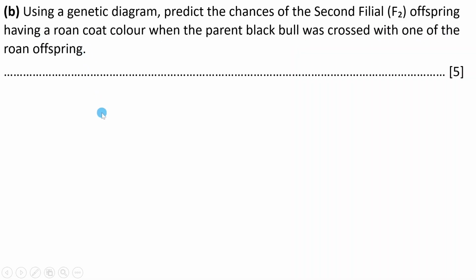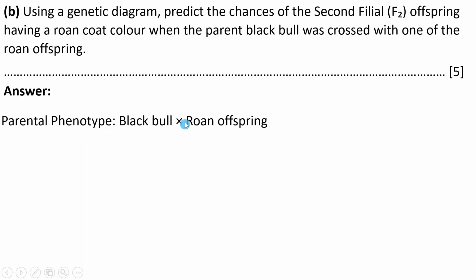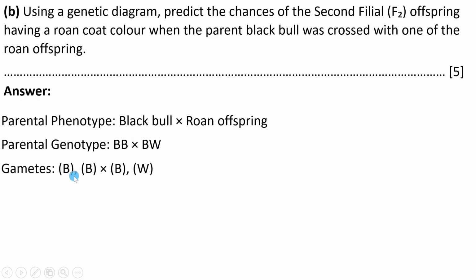So the parent black bull is carrying the pure breed black, then one of the offspring is carrying a non-pure breed, which is roan, because it is heterozygous. So in our answer, we say parent genotype: we have the black bull and the roan offspring. That is the phenotype. The genotype of the black bull is BB, the roan offspring is BW. So the gametes themselves are these.